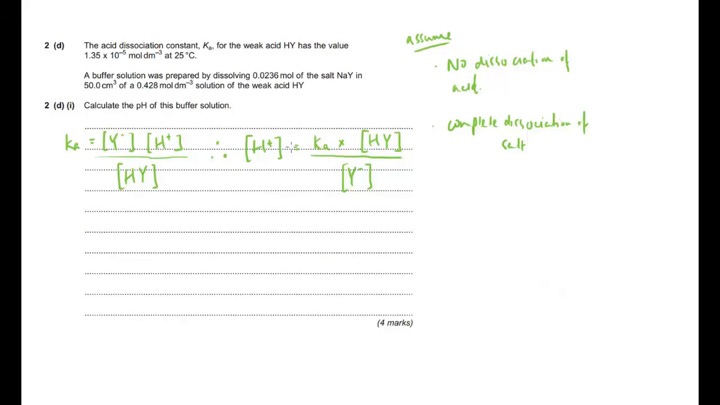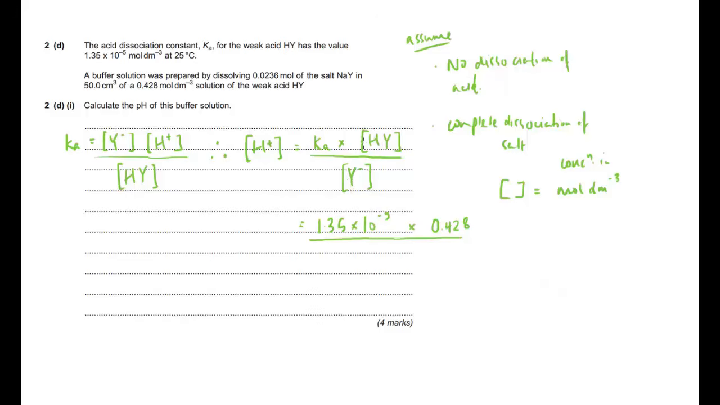So straight away, we're looking at these numbers here. I've got H plus, I've got my Ka value, so I know my Ka because it's given to me here. The Ka is 1.35 times 10 to the minus 5. I'm multiplying that by the concentration. Remember these square brackets equal concentration in moles per decimeter cubed. So all I can do is straight away put this in here. So 0.428. What I need to do though is work out the concentration of my Y minus.